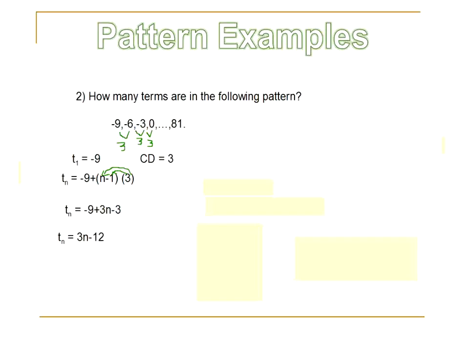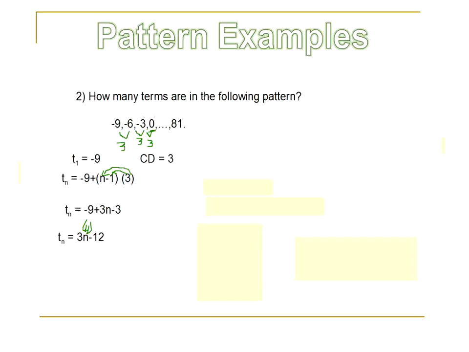So right now I have Tn equals 3n minus 12. I can test this out. I can put in n equals 1, 2, 3, 4. If I put in a 4 here for n, I should get a term value of 0 because that's what's in my pattern. And of course I do. 3 times 4 is 12. Minus 12 is 0.